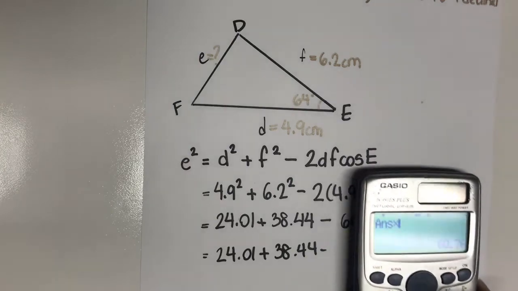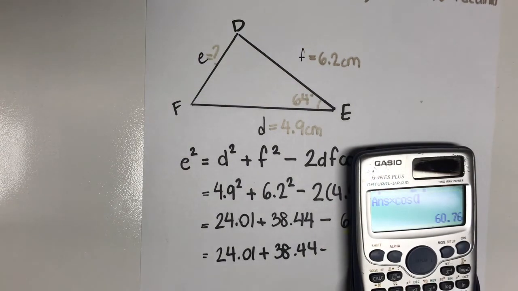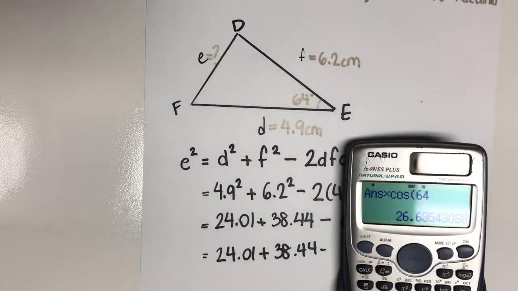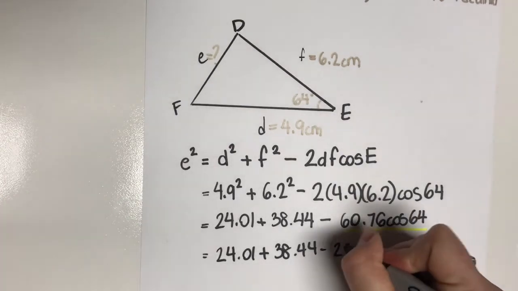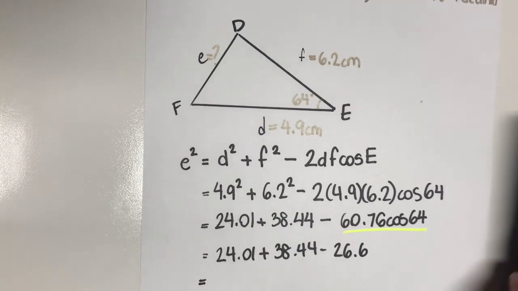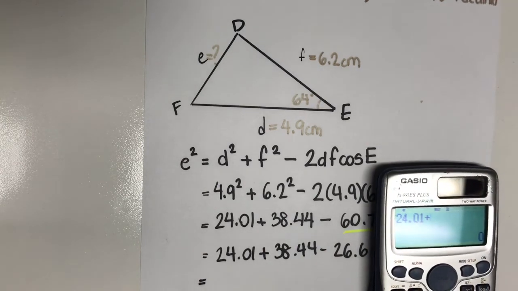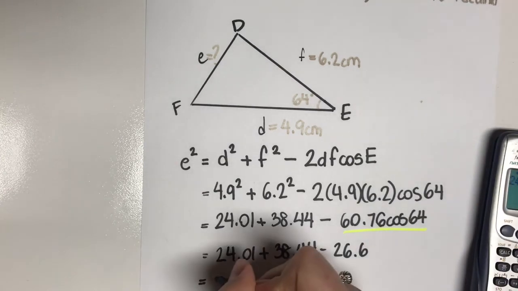So when I multiply 60.76 by cos of 64, I get 26.6. Now I can add and subtract and put all of this into my calculator. So 24.01 plus 38.44 minus 26.6 gives me 35.85.